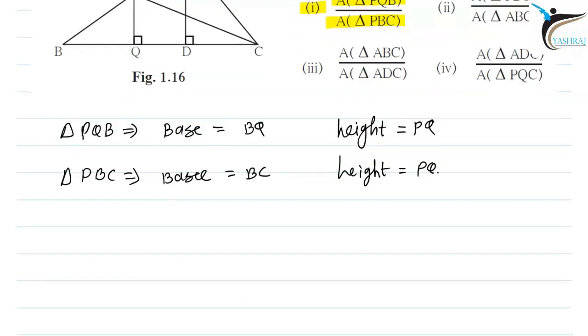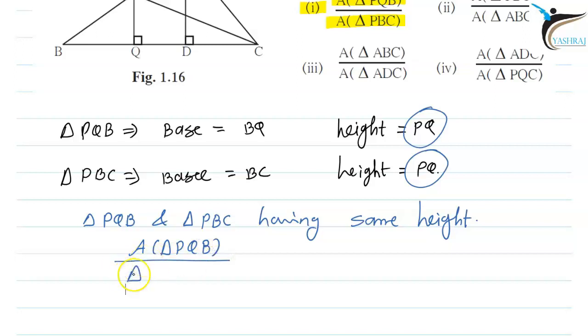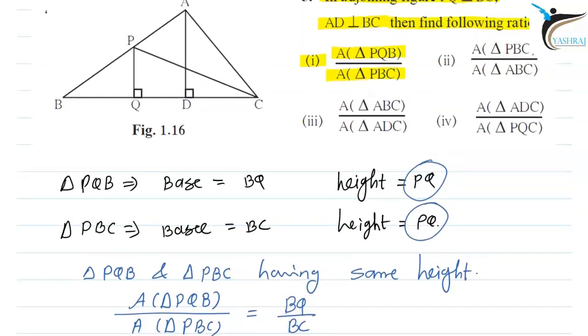Look at the heights of both the triangles now. They are exactly identical, so I am writing triangle PQB and triangle PBC having the same height. Once they are having the same height, what about their ratio of area? The ratio of area is equal to the ratio of their corresponding bases. So we have area of triangle PQB divided by area of triangle PBC equals BQ divided by BC.